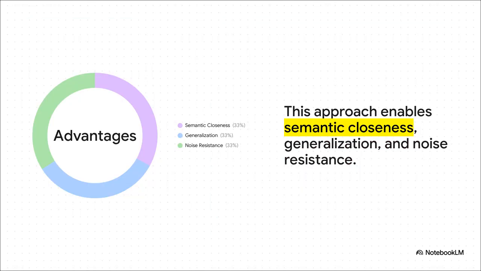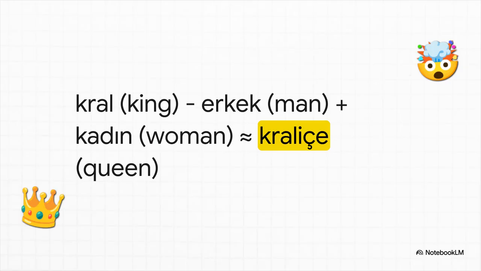The advantages of doing it this way are just incredible. The AI can now generalize. It can make intelligent guesses about words it's never even seen before, just based on what its neighbors are. And because the meaning is all spread out, the whole system becomes way more robust and resistant to noise or errors. And this is where it starts to feel like actual magic.